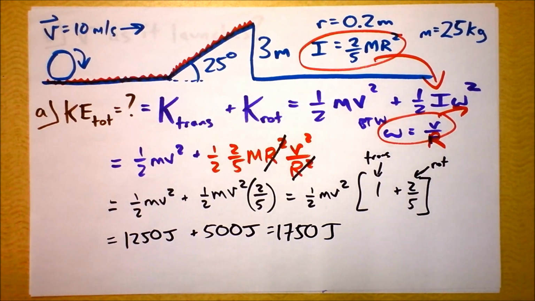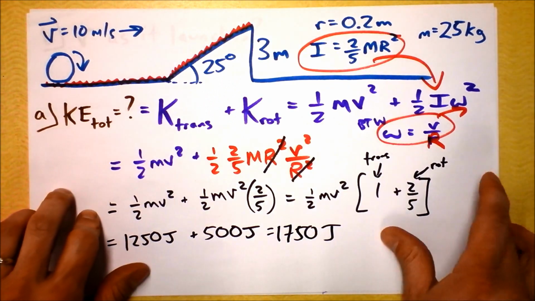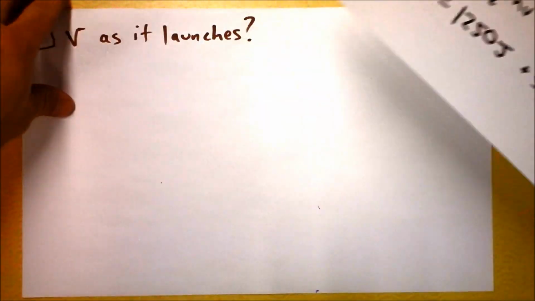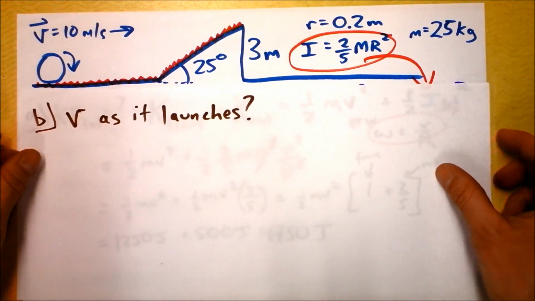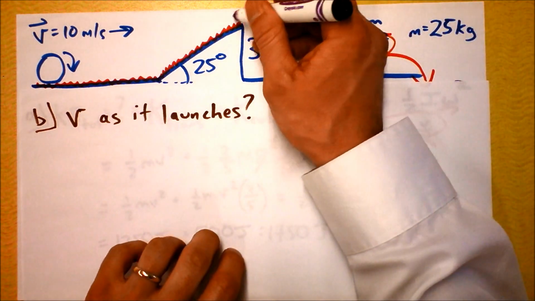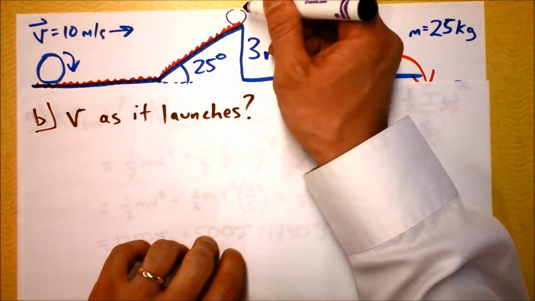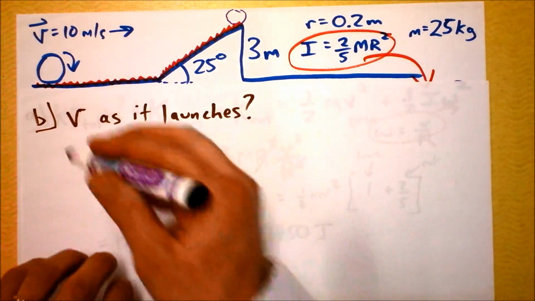Then the next part of the problem says, what is the speed of the sphere as it leaves the top? And I had people do this in all sorts of crazy ways, but I'm going to ask you to approach this by thinking about what's true at the end. That's pretty lame instruction, right? What is true at the end? Well, at the end, the sphere is up here, and it has gained potential energy, and it has lost kinetic energy.